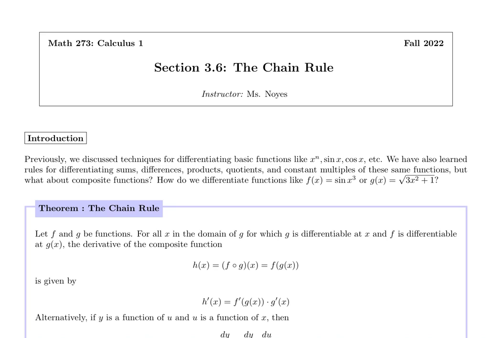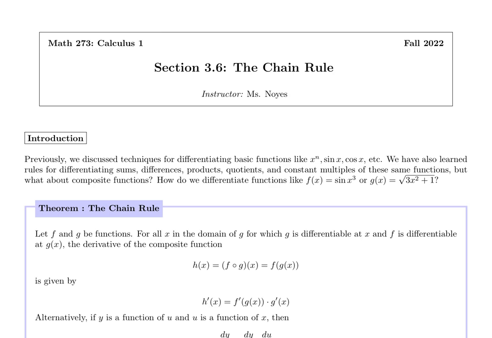In section 3.6, we're going to talk about the chain rule. So in previous sections, we discussed techniques for differentiating our basic functions like x to the n, sine of x, cosine of x, tangent, all of the trig functions, etc. We've also learned rules for differentiating sums, differences, products, quotients, and constant multiples of those same functions. But what happens when we have composite functions?